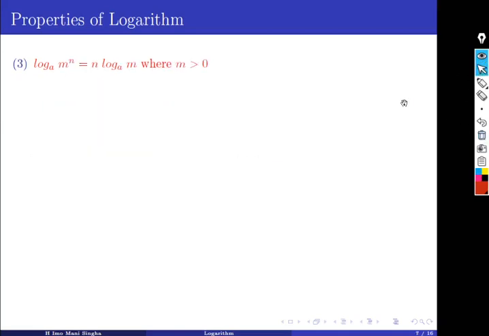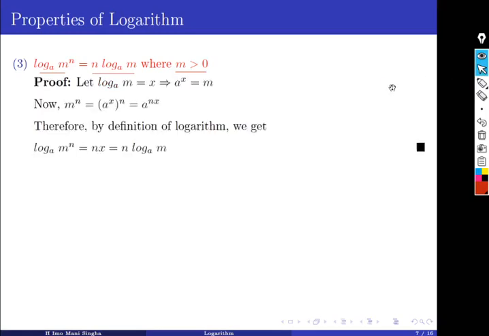So let's move on to the third property. It says that log of m to the power n is equal to n log of m. Here m is strictly greater than 0. So you see the proof is very simple again.